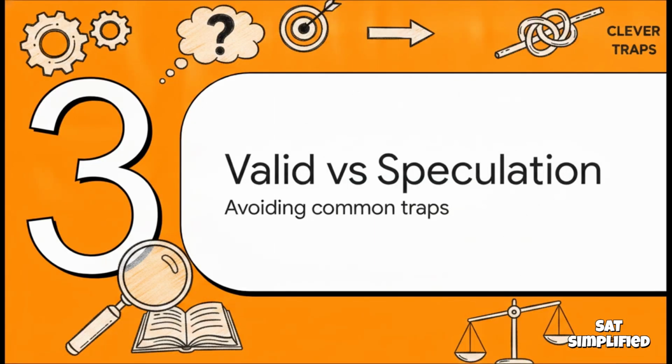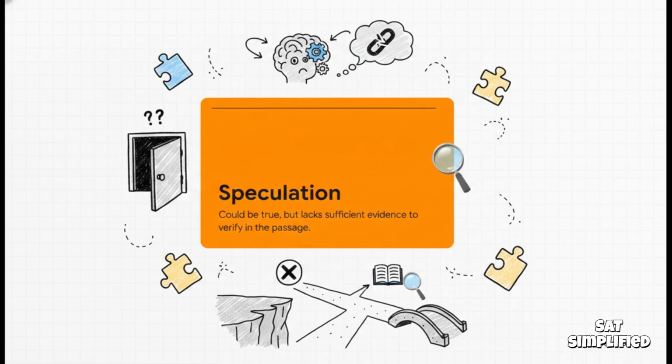So the absolutely crucial point here is knowing the difference between the textual truth and a clever trap, which perfectly cues up Section 3, valid conclusions versus speculation, or how to avoid common traps. Now, speculation. Speculation is the true villain of this explainer. It's this half-right, highly plausible trap that literally tricks thousands of students every single year.